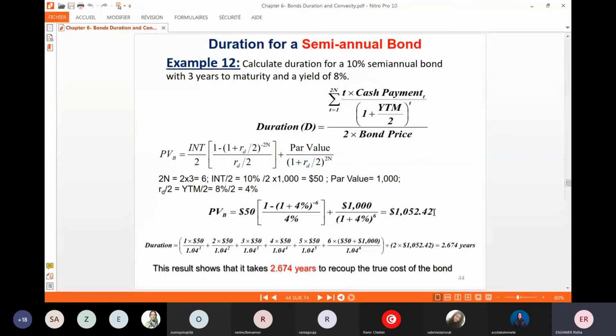خذيت الفيرست interest ضربناه في 1، second interest discounted times 2، حتى للسكس interest والبار value discounted times 6 over 2 times the price of the bond you get the annualized duration direct، 2.674. It means we must wait 2.674 years to recoup the initial cost of the bond. هذه الماكولاي duration for an annual bond والsemi annual bond.